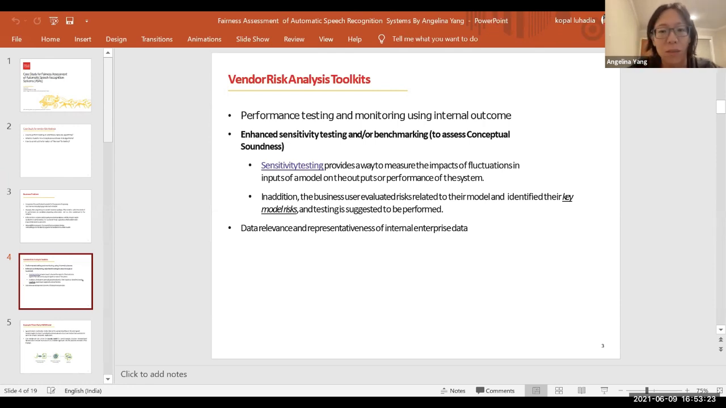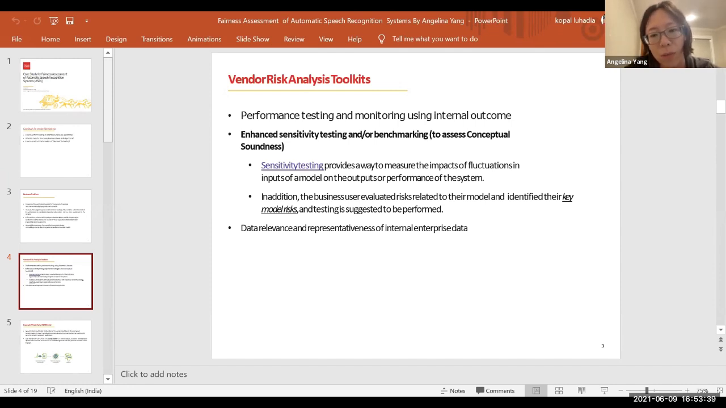Sensitivity testing is just a way to measure the impact, to put it in a simple way, to understand variations in the input data and how they are going to affect output from the model and how that is going to affect the performance of the system.